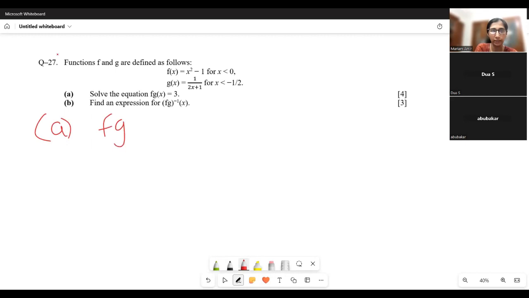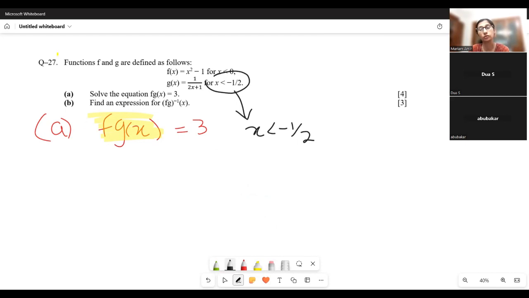fg(x) equals 3. Before we solve this, tell me, the domain of fg is equal to the domain of what? The domain of g. Yes. So you must keep in mind that whatever answer you get should be less than minus half. Most of the times in such questions, you get two sets of answers. So if you get a positive answer or anything that is greater than minus half, then you must reject it. Keep this in mind. Otherwise, you just lose 1 mark for no reason.